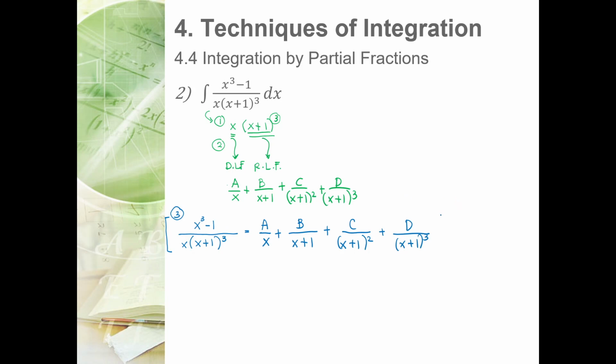So eliminating the fractions by multiplying it with the LCD, so that's x times (x plus 1) cubed, the equation becomes x cubed minus 1 is equal to A, so since the denominator is x, what's left is (x plus 1) cubed, plus B, so that will be times x times (x plus 1) squared, then plus C times x times (x plus 1), and then plus D times x.